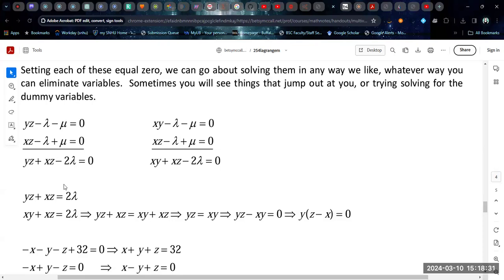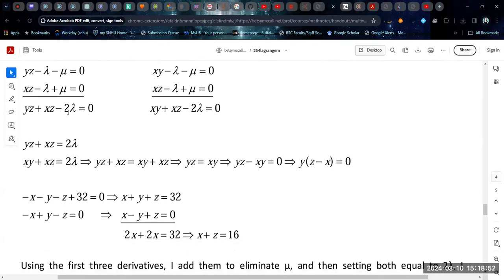And so when I solve this, I get yz plus xz is equal to 2 lambda. And this one, if I move the lambda, 2 lambda over, I get xy plus xz is equal to 2 lambda also. And so I can substitute one of my expressions for 2 lambda into my other equation. So yz plus xz is equal to xy plus xz. I have xz on both sides of the equation, so they disappear. Yz is equal to xy.